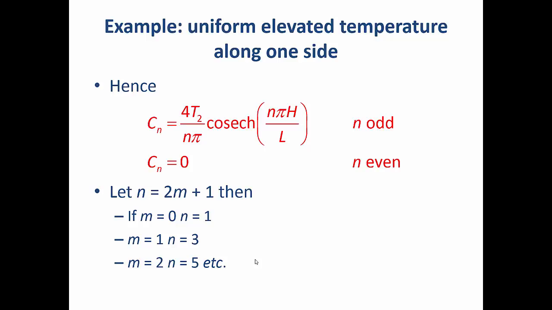Now, it's a little inconvenient to write down equations where you say n is odd or even, so one way of ensuring that we don't have to do that is to define n in terms of some other number m. So we say n equals 2m plus 1, then if m is 0, we have 2 times 0 plus 1, which gives us n as 1. If m equals 1, we have 2 times 1 plus 1, giving n equals 3. m equals 2 gives us 2 times 2 plus 1, giving us n equals 5, etc.